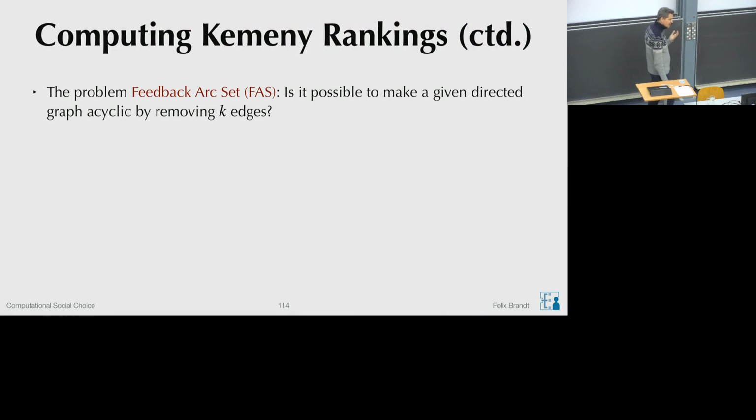So in order to prove hardness of something, NP-hardness, we need to find a problem that we reduce from for the hardness proof. So it will be a polynomial time reduction. And the problem that we are using here is called feedback arc set. Has anybody ever heard about that problem in a computer science class?